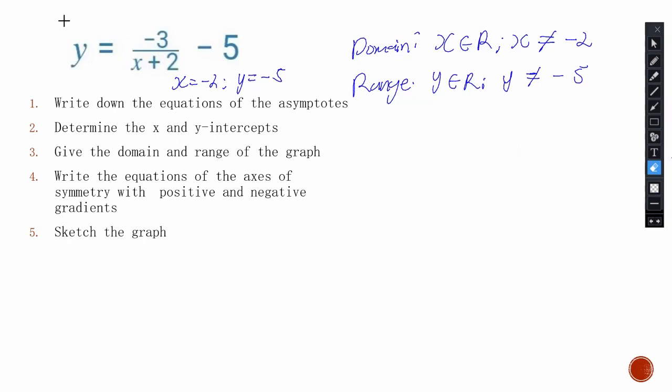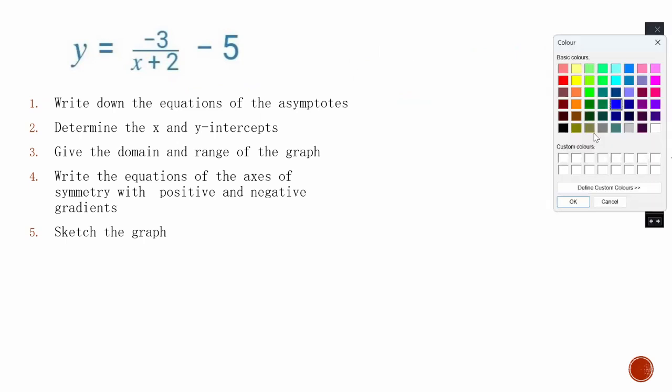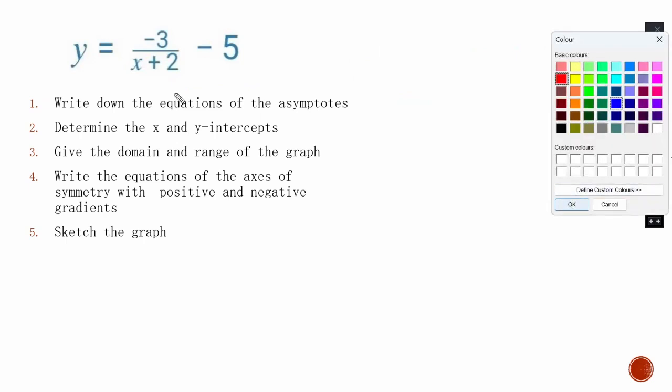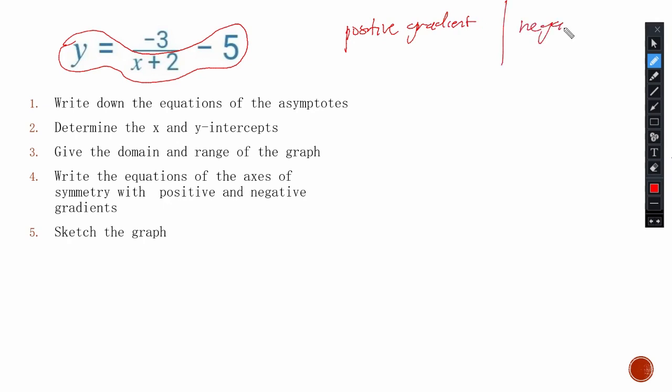Okay, then we have number 4. It says write the equations of the axis of symmetry with a positive and negative gradient. Right. So how do we do it? Again, our bus method, we simply take this here. Take this. Right. And then starting with the one with the positive gradient. So positive gradient. And then this side we have negative gradient.